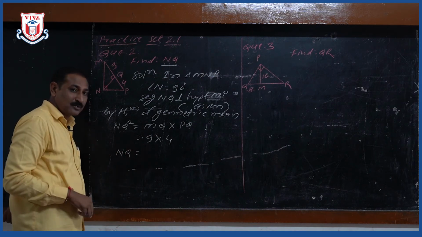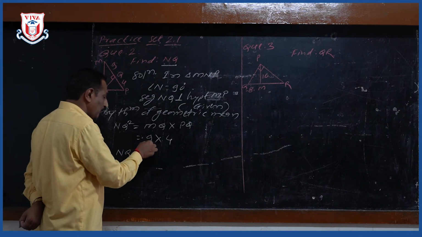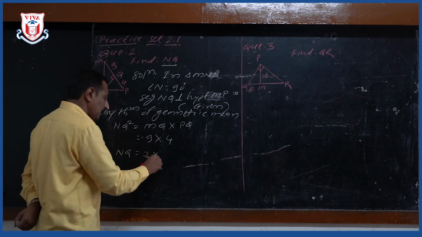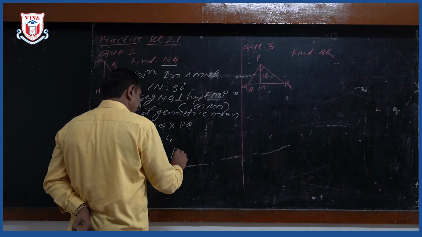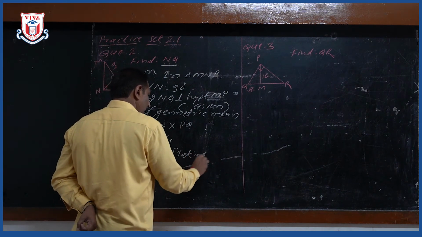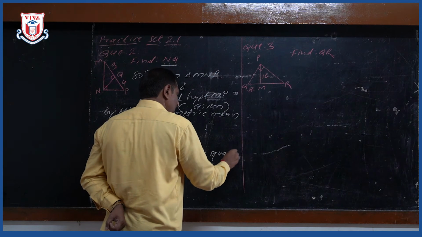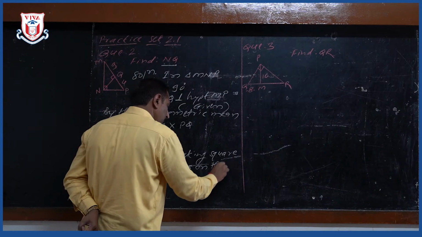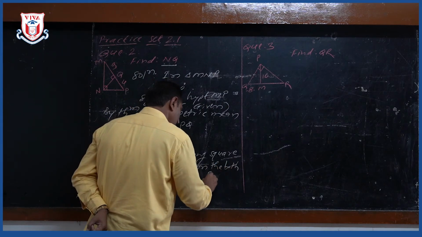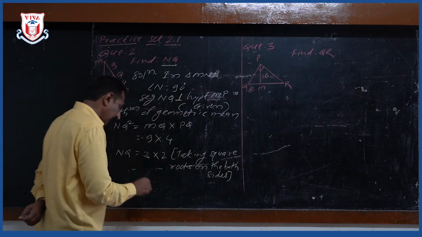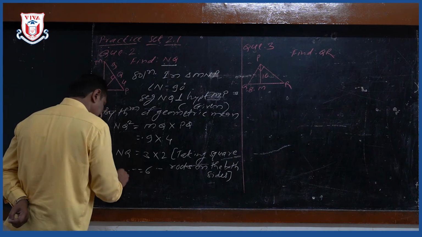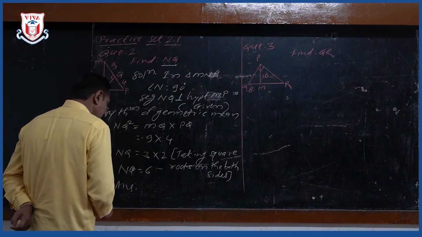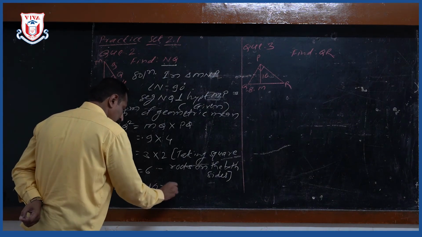If you take the square root, 9, its square root is 3, into 4, its square root is 2. Here you write the reason: taking square roots on both sides. Hence 3 into 2, 6. NQ is equal to 6. Last you write the answer. NQ is equal to 6.